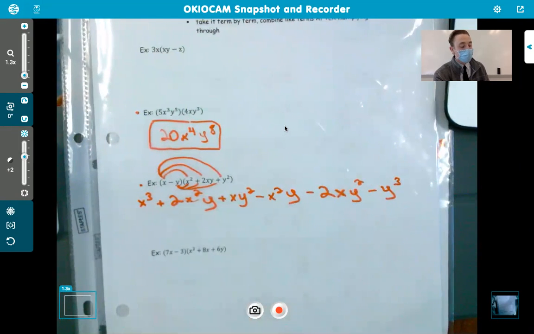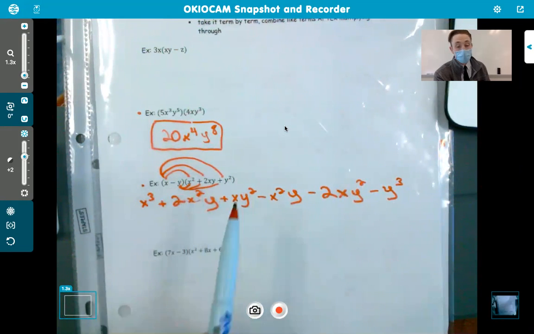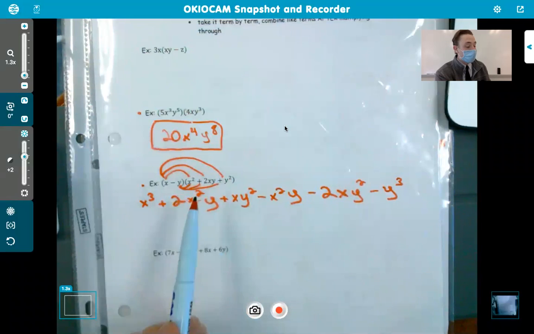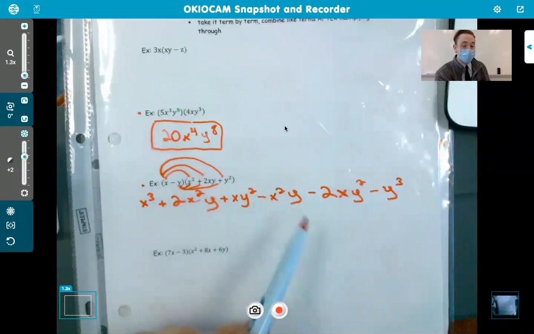Okay. Just take it step by step. See what they share. So x terms and x terms, y's and y's. They don't share anything. You just combine them, right? And we saw that in this first one here. X squared times negative y just becomes negative x squared y.